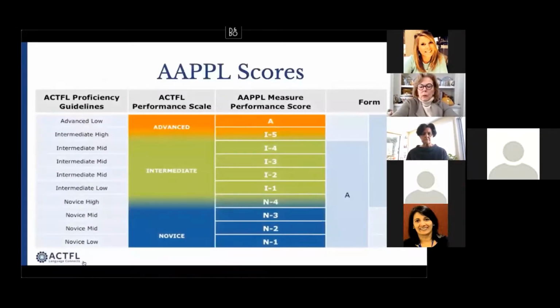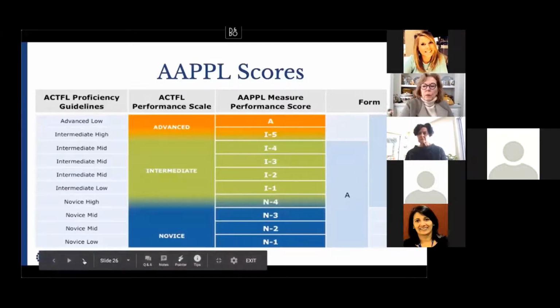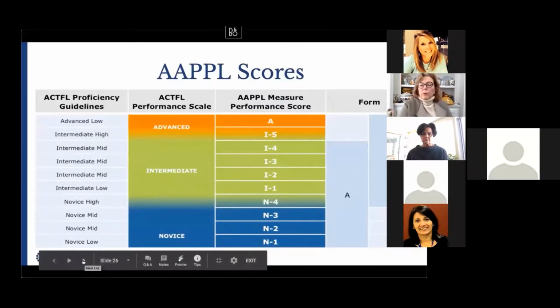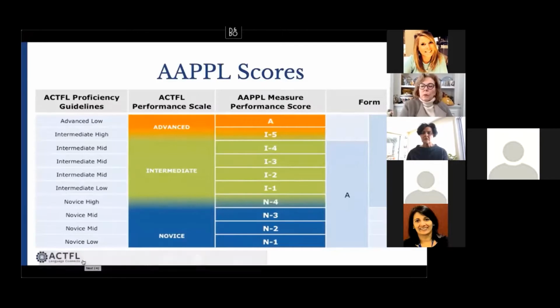Scores are reported on the AAPPL scale, which subdivides novice, intermediate, and advanced into more sublevels. Scores are reported as N1, N2, and so on. You can see on the screen here. And what the scores indicate is how a student might then perform on a broader proficiency test.